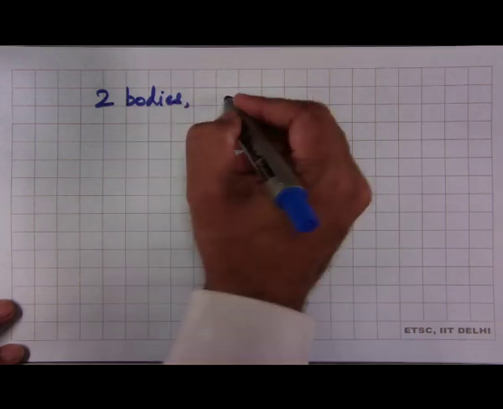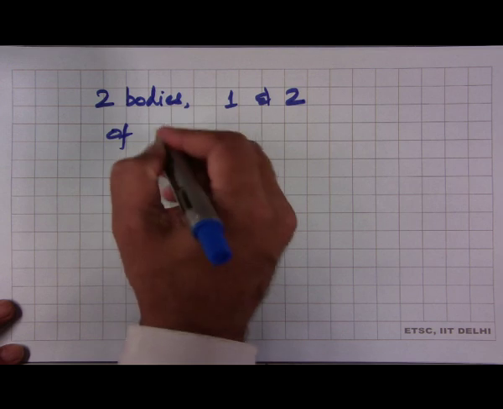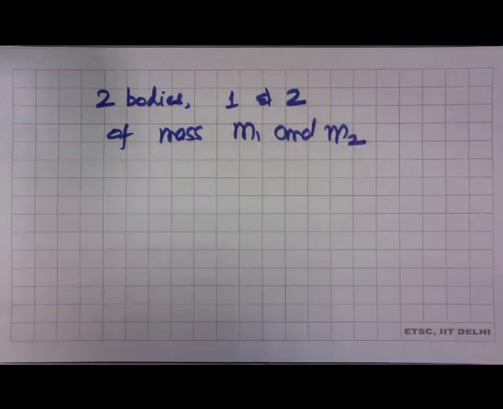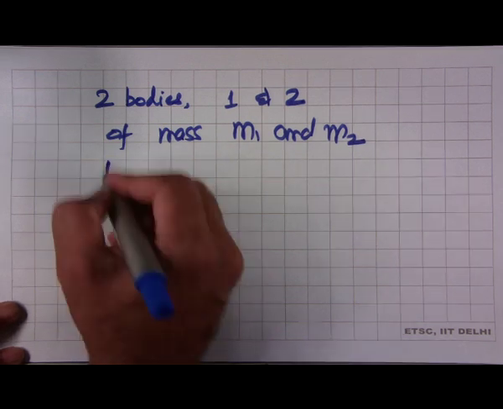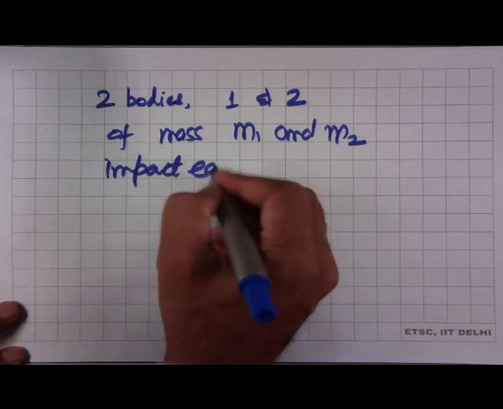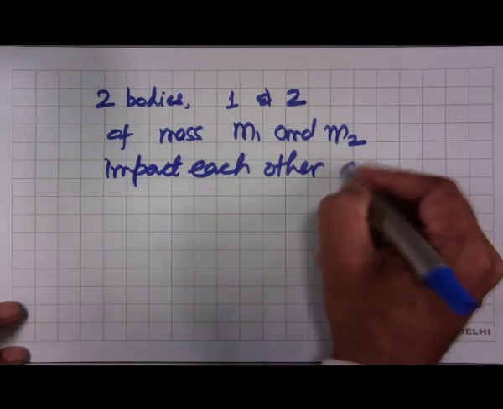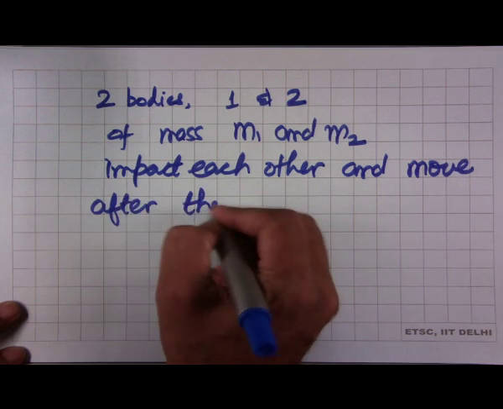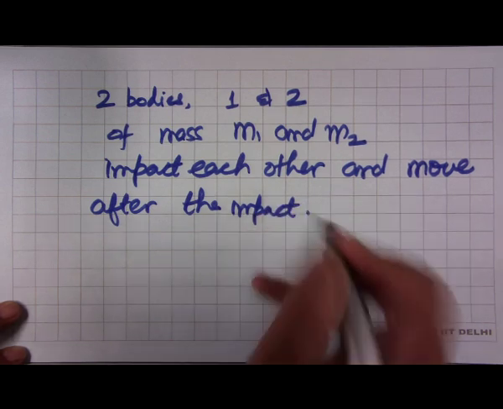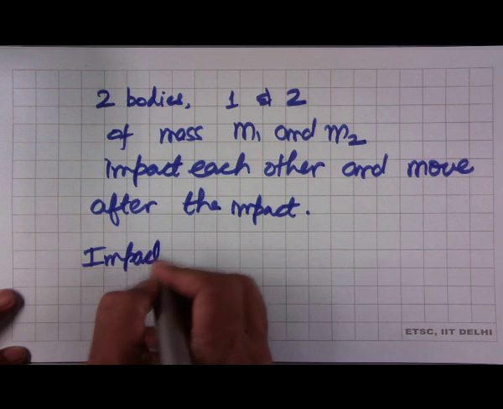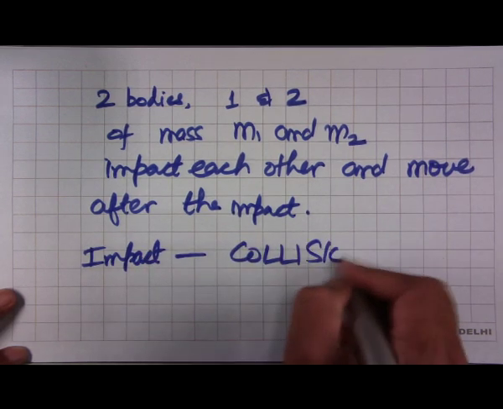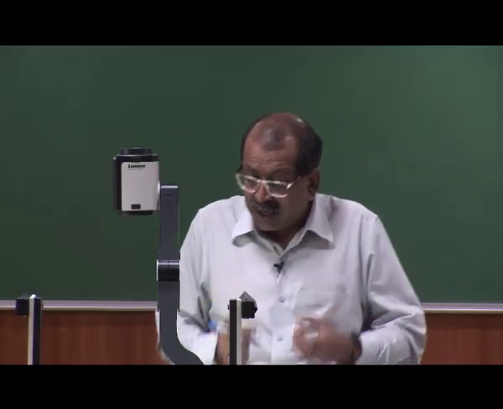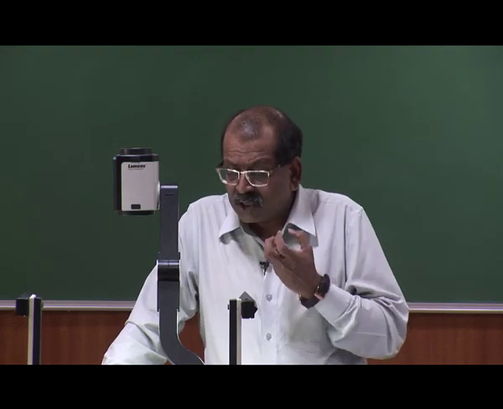So, what we have is two bodies 1 and 2 of mass m1 and m2. They impact each other and move after the impact, and this impact can also be called a collision between two bodies. So, what we will understand in today's class is the mechanics of this impact.